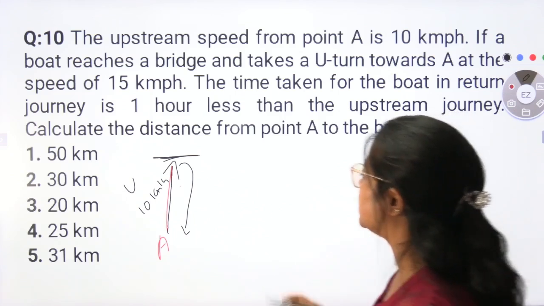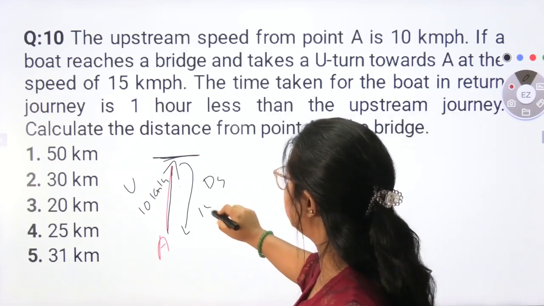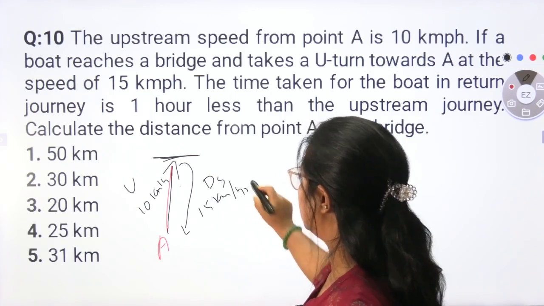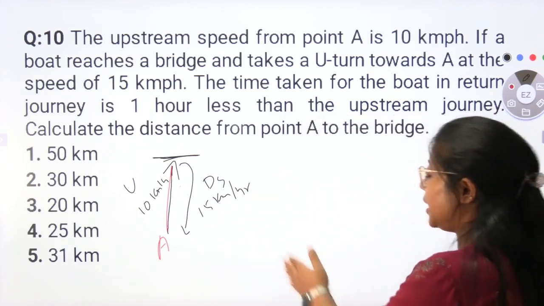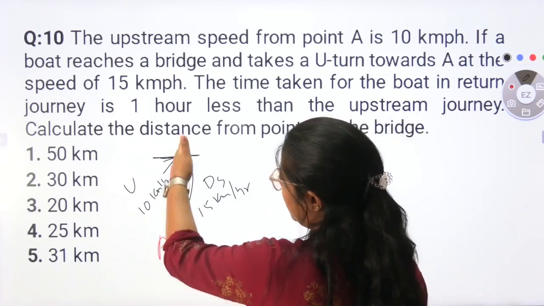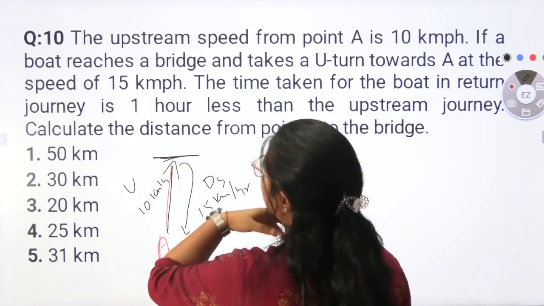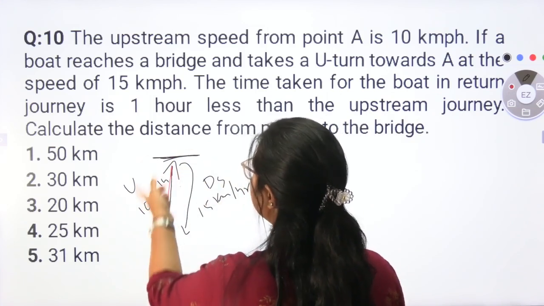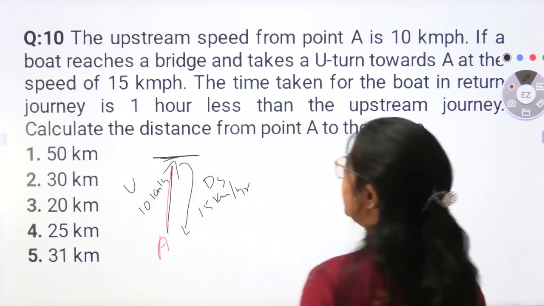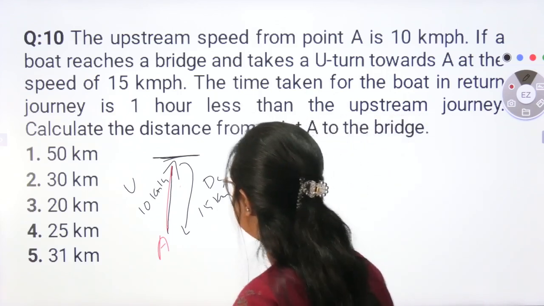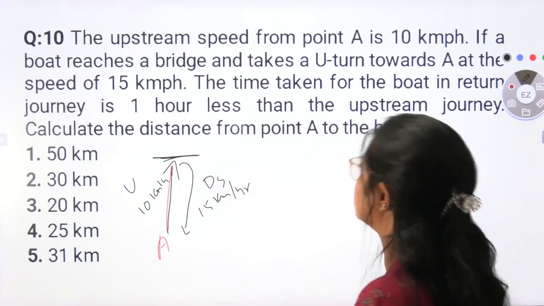Downstream speed. So downstream speed is how much? 15 kilometer per hour. Okay, you got the question? Because from point A, while traveling upstream, he gets a bridge, and from that bridge he takes a U-turn and moves with the speed 15 kilometer per hour, which would be your downstream speed.